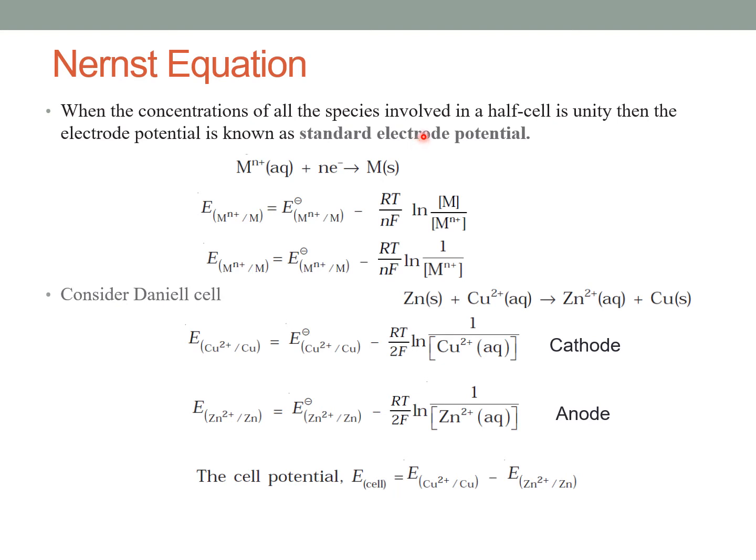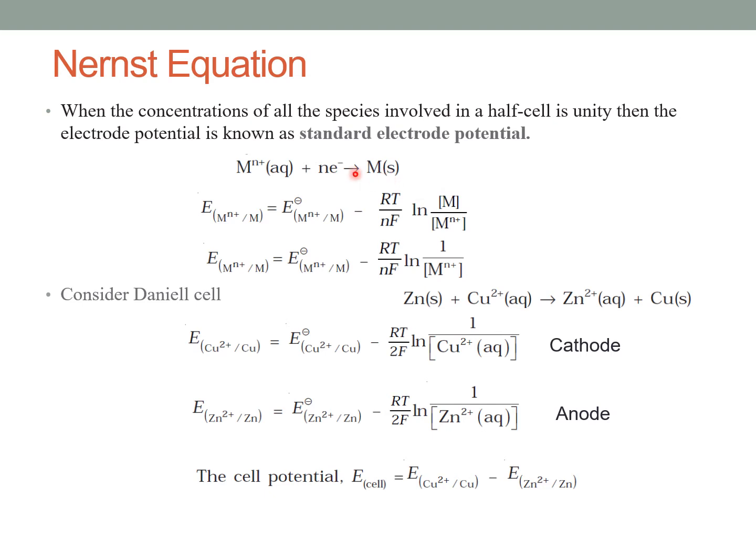But in real life, we may not have exactly unit concentrations. We may have different concentrations of the ion species. Then what would be the potential? How can we measure such an electrode potential? So Nernst gave an equation called the Nernst equation.